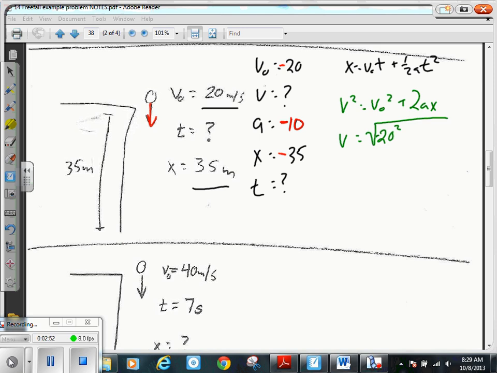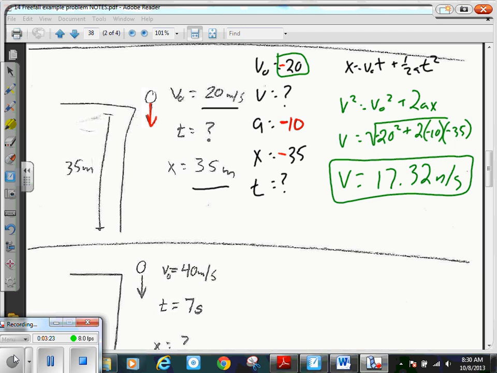Now, let me ask you this. Does that negative get squared? It does, because it's actually part of the number that's describing the velocity. It's not a math thing. It's not like I moved this number around or anything. So that actually is a negative that gets squared. And then plus 2 times negative 10 times negative 35. Okay, so we get 17.32 meters per second.